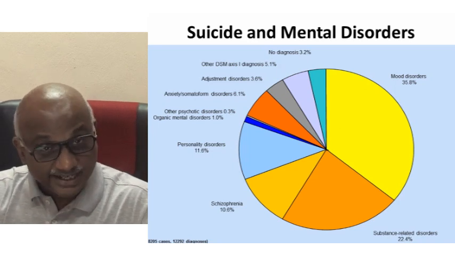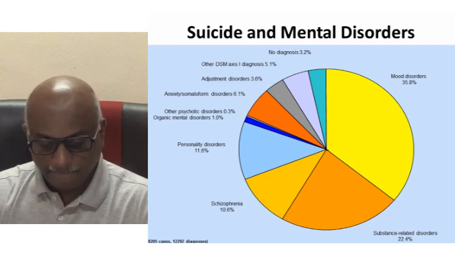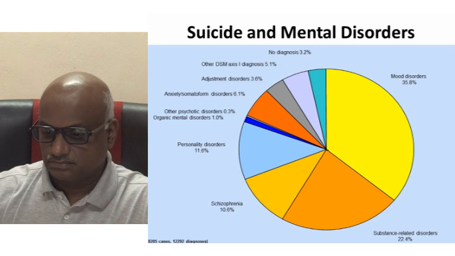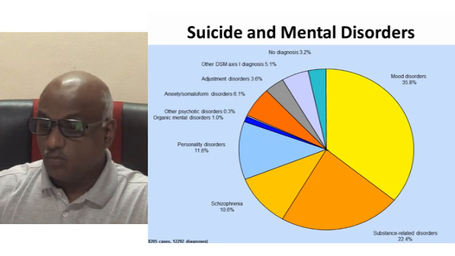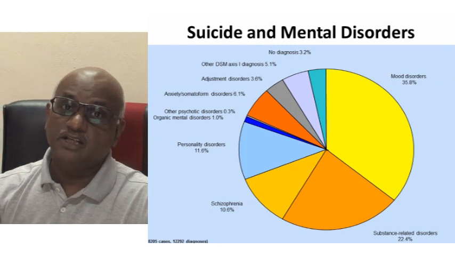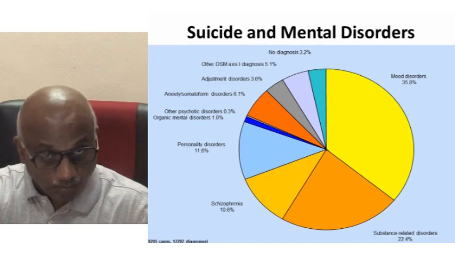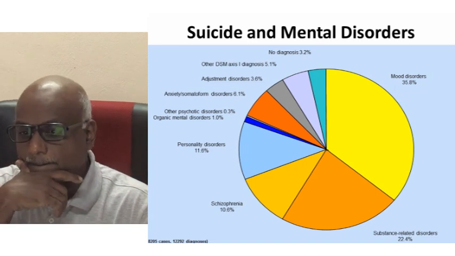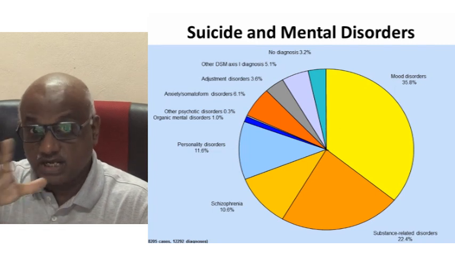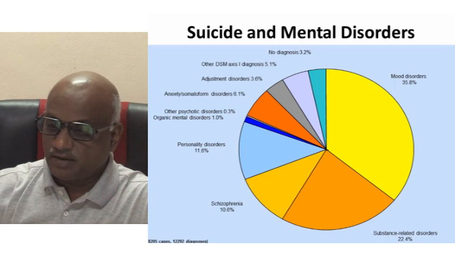Now coming to suicide and mental illnesses, we will look at that a bit more in detail. As you can see in this diagram, mood disorders contribute about 35% to the suicide rate. As you know, depression is one of the commonest mental health problems and very often undiagnosed. We say the treatment gap is very large for mood disorders, and that is one problem.